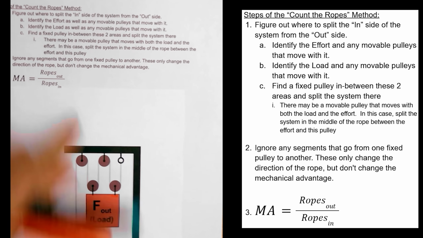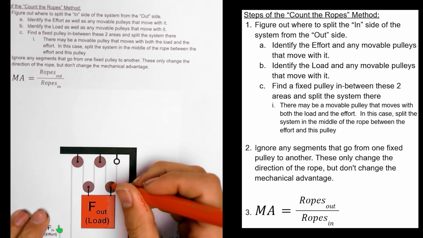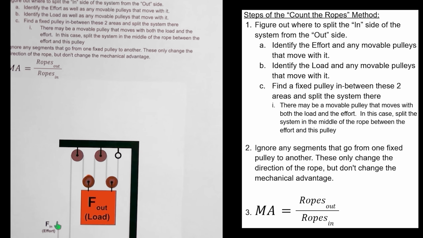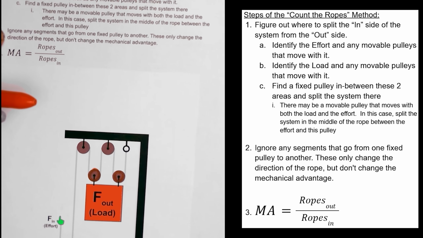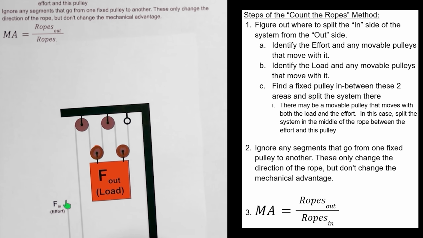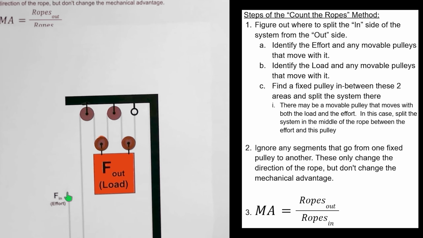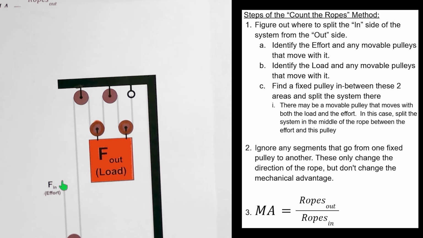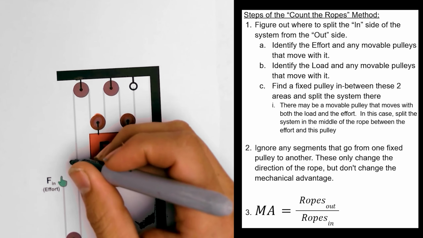Now, we're going to look for the load as well as movable pulleys that move with it. Well, both of these are attached to the load, so we're going to put those on team load. Now, last, we haven't had to do this one yet because it hasn't applied, but we're going to look at step 2. Ignore any segments that go from one fixed pulley to another. We've got a fixed pulley here. This pulley is fixed there, and this pulley is fixed there. So in between these, nothing's really moving. The rope is just passing through, but the length of that segment is not changing like it's going to be doing here. All that's happening is it changes direction. So this segment is going to get ignored.